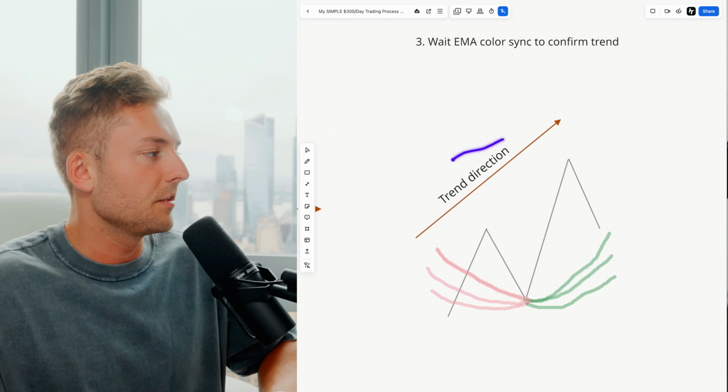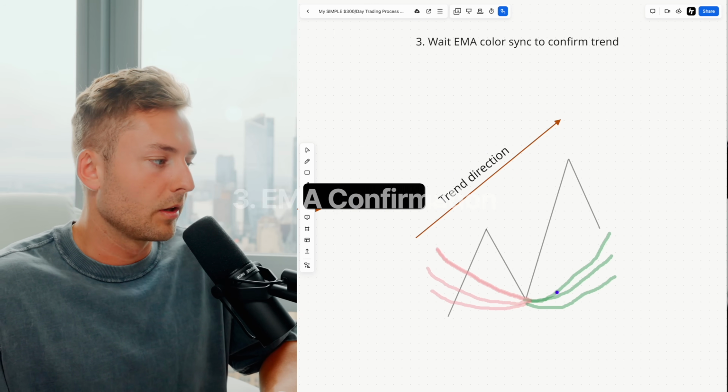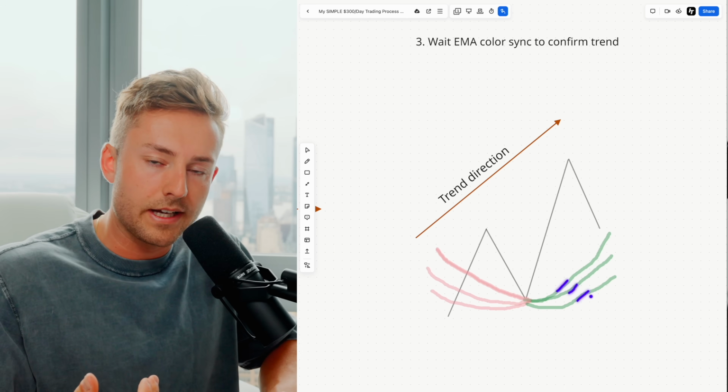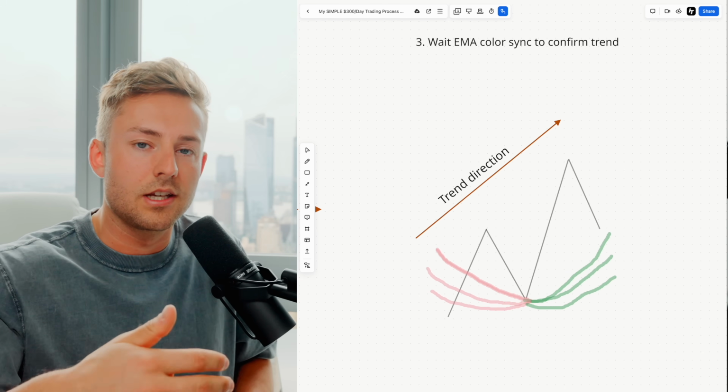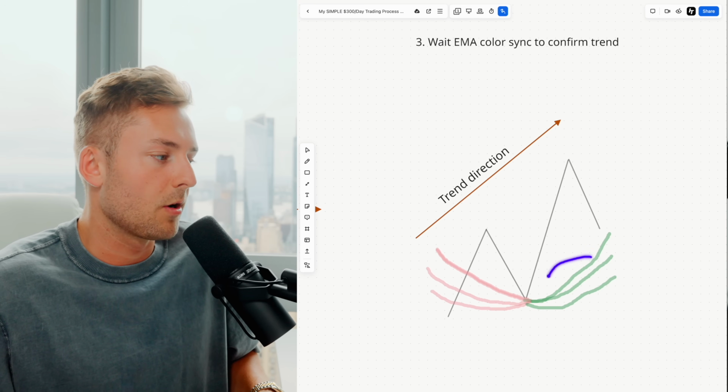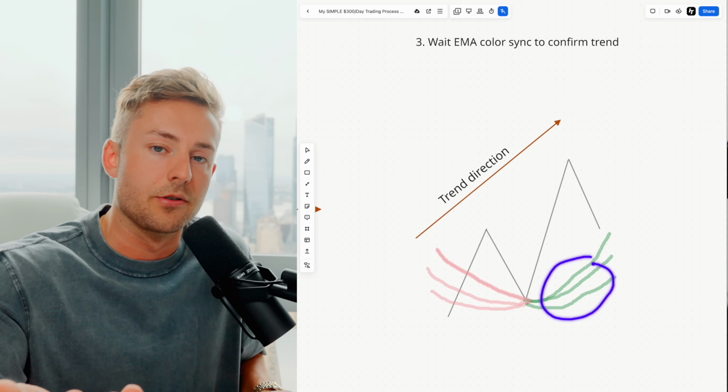So once we have the thesis for our trend direction for that day, we're going to be waiting for our 20, 50, and 200 day exponential moving average to all show up as green to give us further confirmation that we're actually in a trending state in the market. Okay, and this is going to be part of an indicator that I'm going to show you how to add to your charts for completely free.